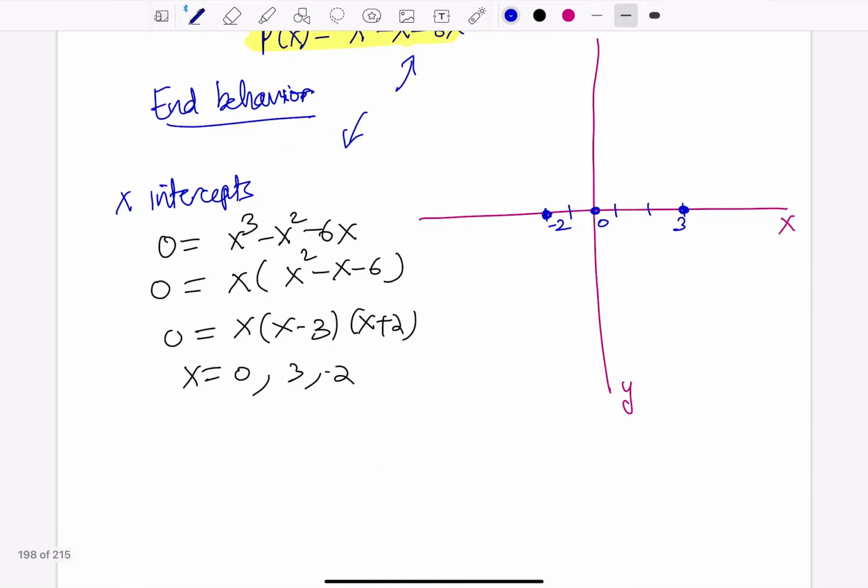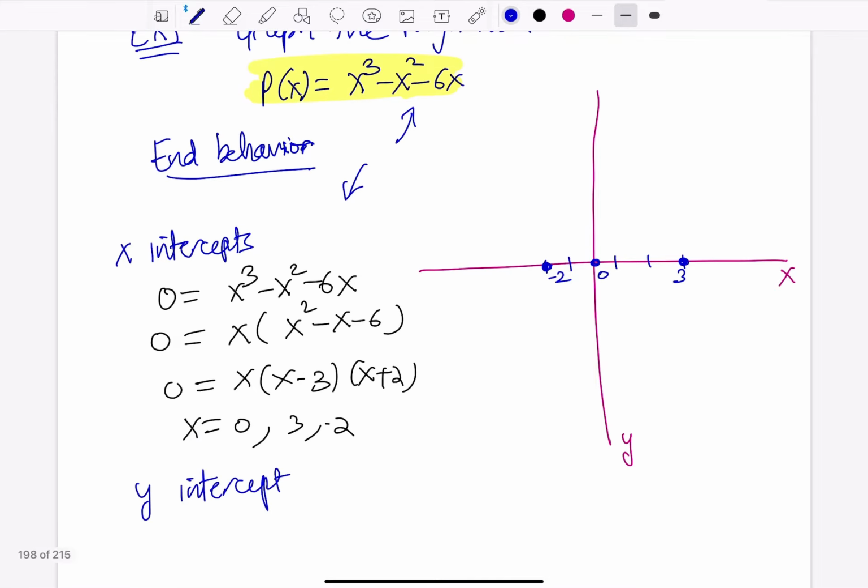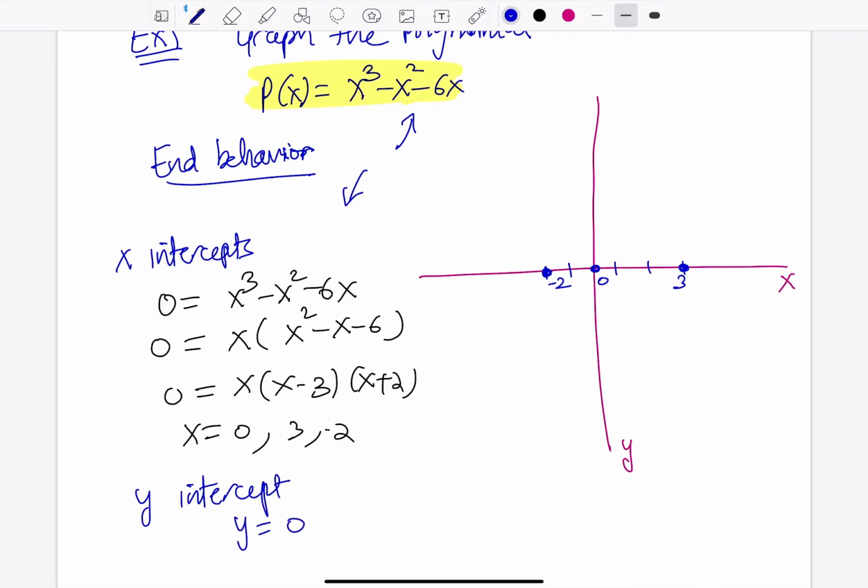And let's find the y-intercept now. To find the y-intercept, we make the x 0. So if I plug in x as 0, the right-hand side becomes 0. So plug the x as 0 in the original polynomial that is given to us. So I can see now the y-intercept is going to be 0. So the graph is going to touch the y-axis at y equals 0, which is at the origin.